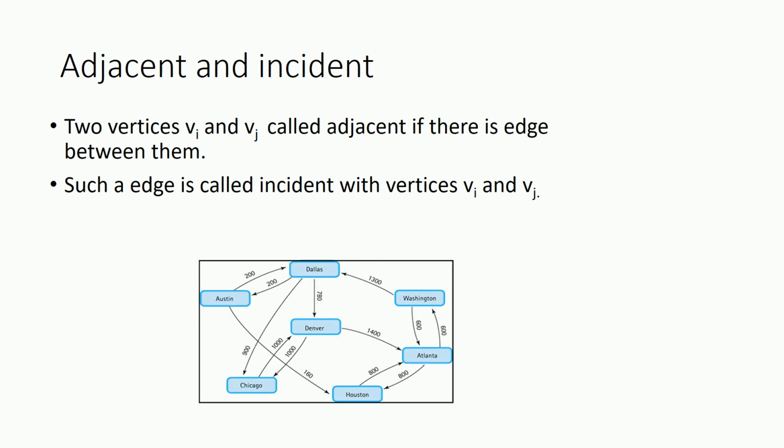We commonly use the words adjacent and incident in graph theory. Two vertices are called adjacent if there's an edge between them. If there's an edge between two vertices, we say that edge is incident with those vertices. For example, in the diagram below, we can say that the edge with 1300 weight is incident with the two adjacent vertices, Dallas and Washington, or the edge with distance 780 is incident with the adjacent vertices Dallas and Denver, and so on.